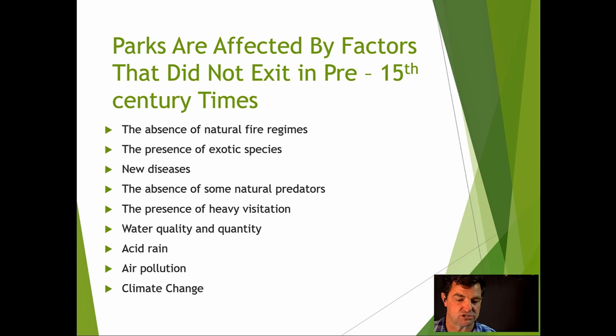Climate change is also a problem. Exotic species in many of the parks are a problem. The prevalence of new diseases that affect wildlife and plants within the park is a problem. Invasive species of plants in the park lack natural apex predators. Heavy visitation is a problem. Water quality and the quantity of water, partly due to climate change, is also a factor. And on the East Coast, primarily, acid rain is another huge factor impacting some of the parks. Air pollution has a big impact on some of the parks, and climate change is also affecting these parks.